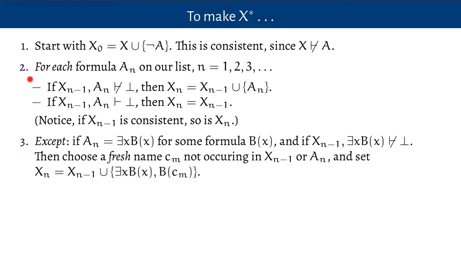Now, that first bit is most of the process, except I lied just in one case. There's one exception that I need to deal with. If the formula that I'm choosing is an existentially quantified formula, so it starts with an existential quantifier, and I was going to throw that formula in, so it was consistent to add, then not only do we add the formula, but we add an instance too, where the name that we use is fresh. It's a name which doesn't occur so far in the set that I've constructed, and it isn't elsewhere in this formula here. So I choose a new instance.